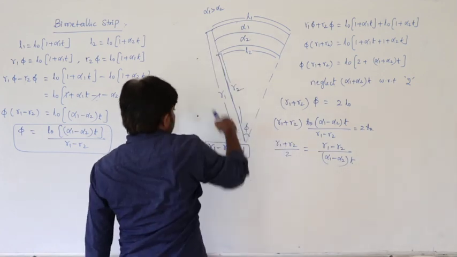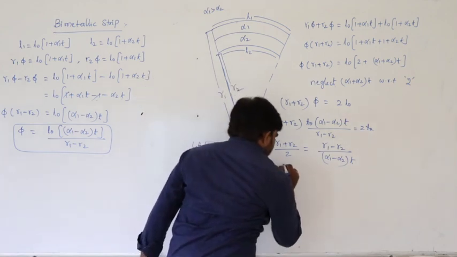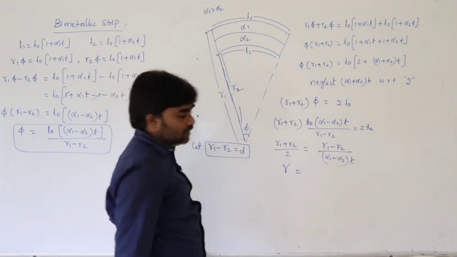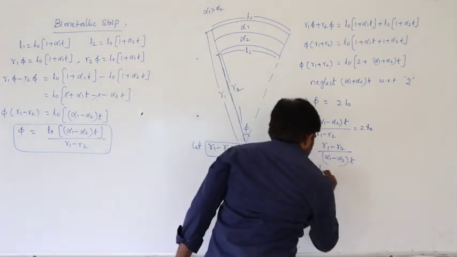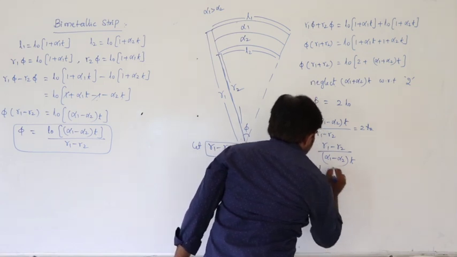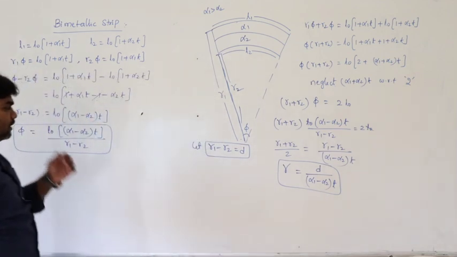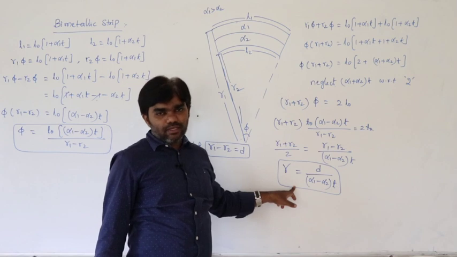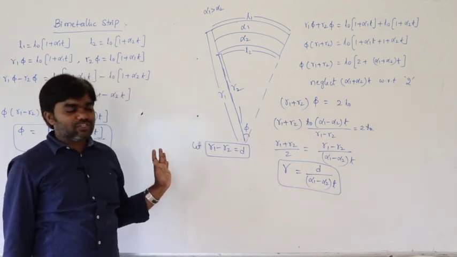So this is R1 and this is R2. The average of these two gives the effective radius of the bimetallic strip, the average radius of the bimetallic strip. R1 minus R2 is nothing but d. So d by alpha 1 minus alpha 2 into T. This is the radius of the bimetallic strip. So, there is a huge derivation.